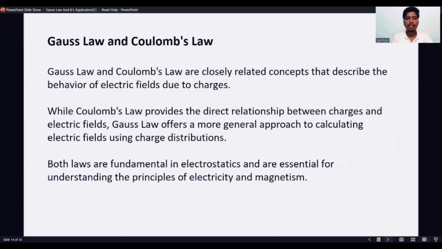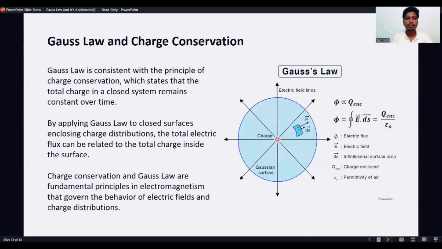And then, the difference between Gauss law and Coulomb's law. Gauss law and Coulomb's law are closely related concepts that describe the behavior of electric fields due to charges. While Coulomb's law provides the direct relationship between charges and electric fields, Gauss law offers a more general approach to calculating electric fields using a charge distribution. Both laws are fundamental in electrostatics and essential for understanding the principles of electricity and magnetism.